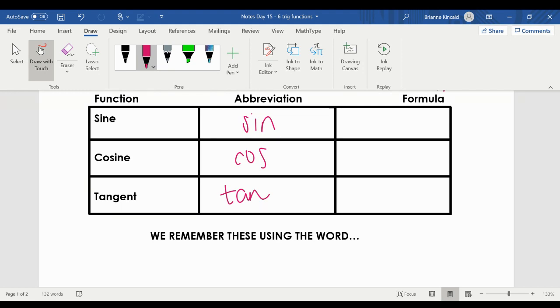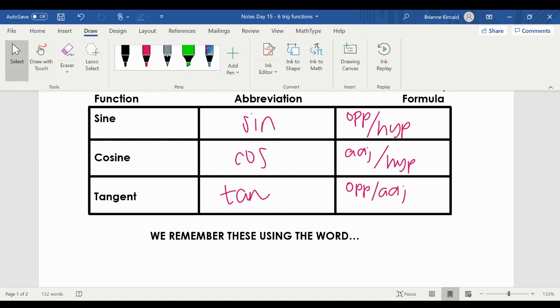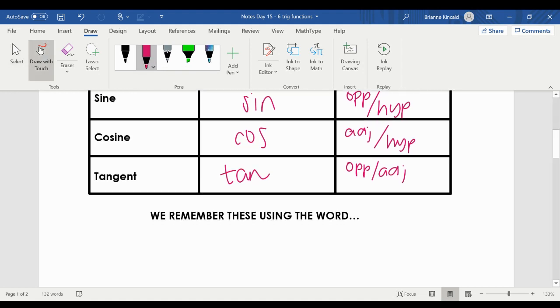And your formula for these: sine is the opposite over the hypotenuse. Cosine is the adjacent over the hypotenuse. And tangent is the opposite over the adjacent. Now, you are expected to have these memorized and to know and understand them, which this may be review. We remember these using the word SOHCAHTOA.